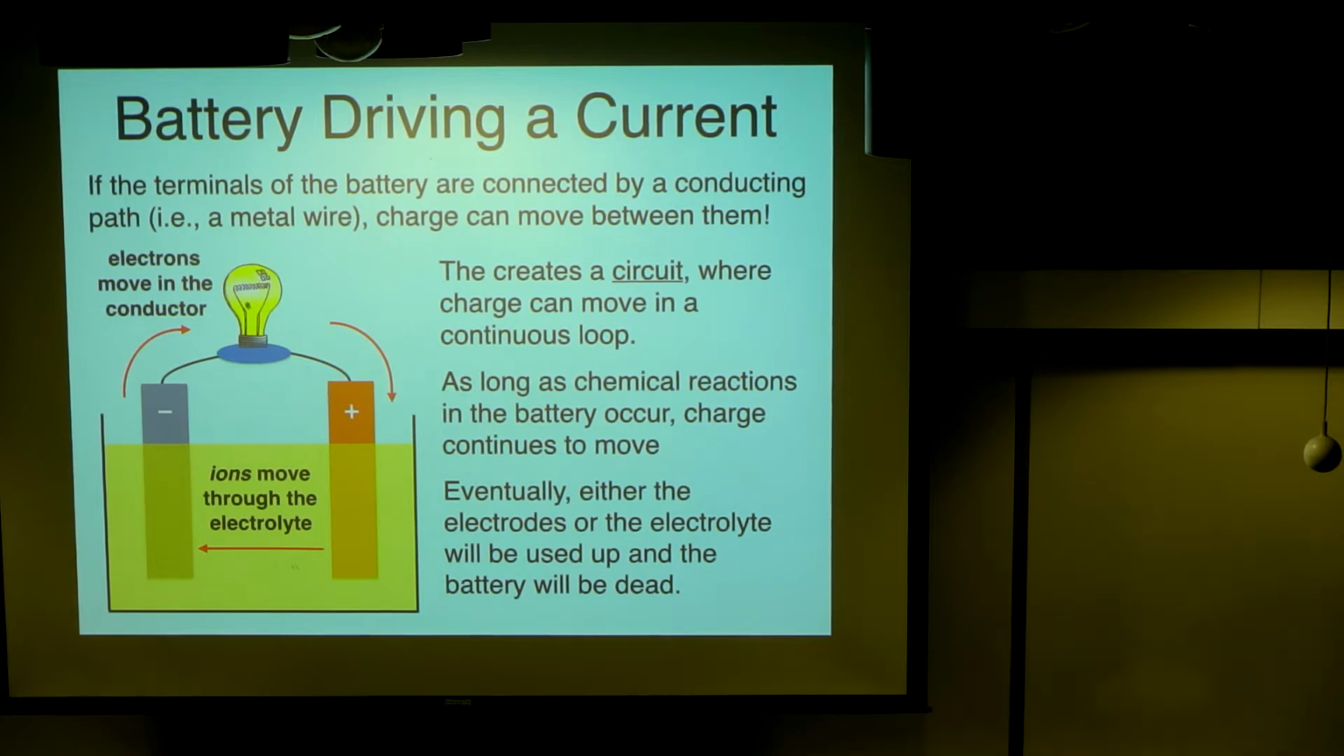And as long as we can continue these chemical reactions in the battery that I showed you before, charge can just continue to move as long as that's the case. But in reality, we know batteries don't last forever.